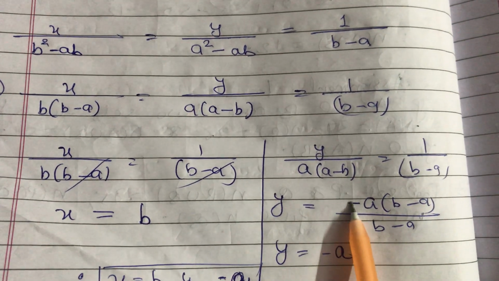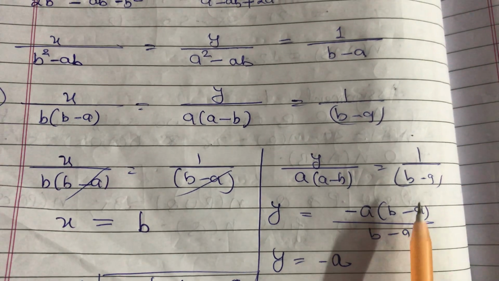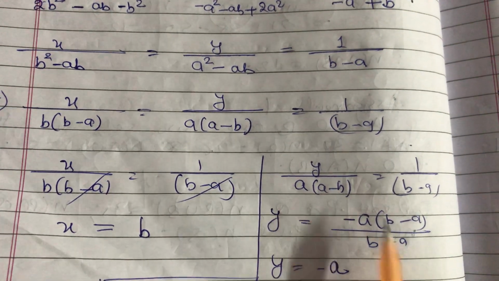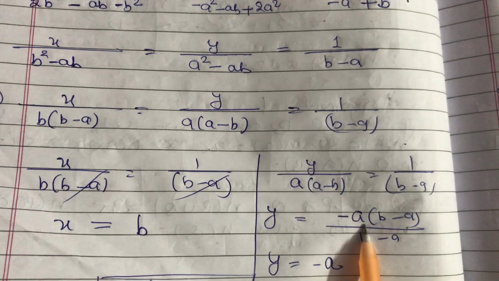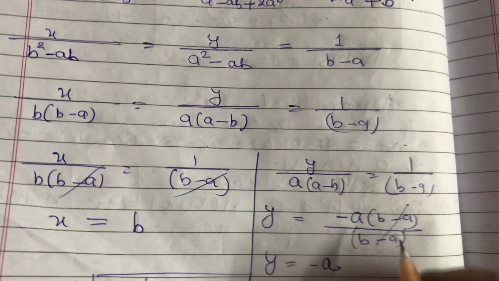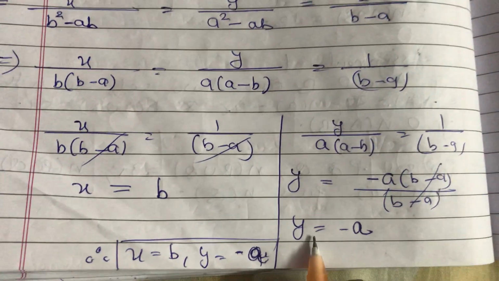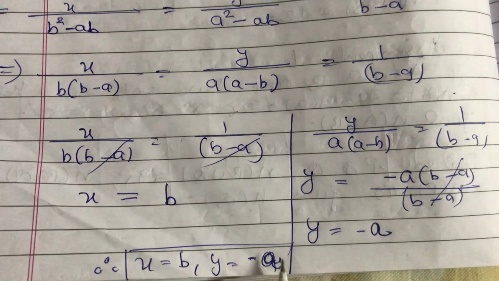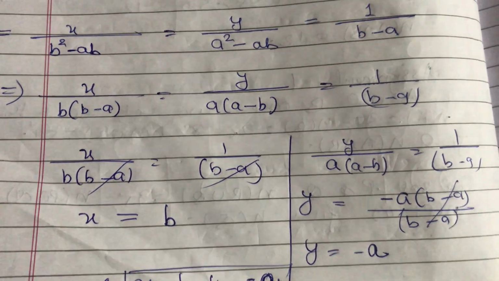Here I can take the negative sign common, so that it is in the form of b minus a, because here we have a minus b. So I'll take the negative sign outside. B minus a and b minus a will cancel out, and the value of y is minus a. So the value of x is b and the value of y is minus a. This is how we solve the question.